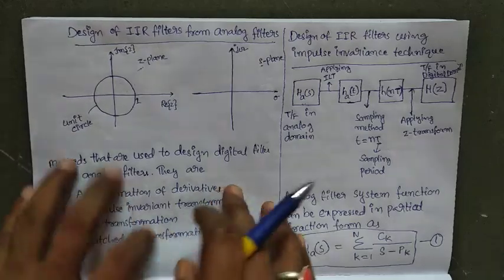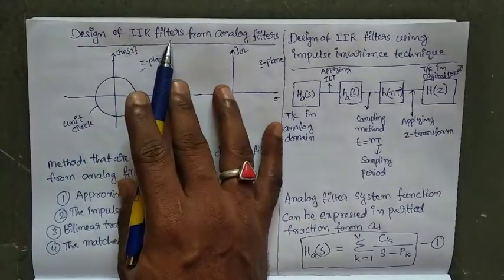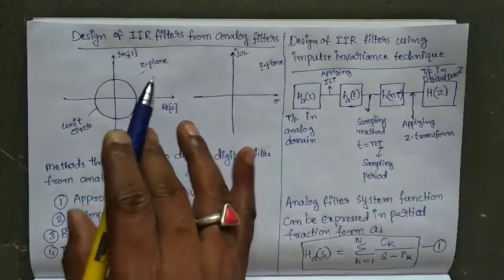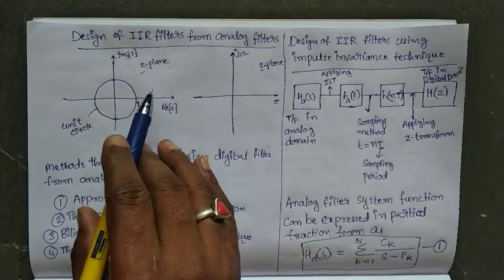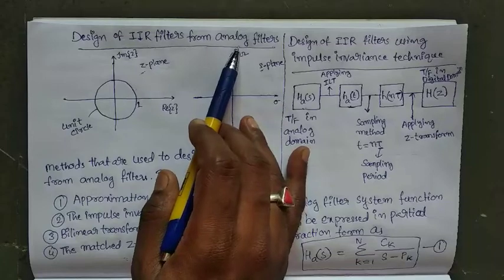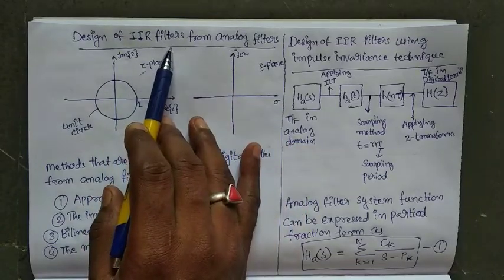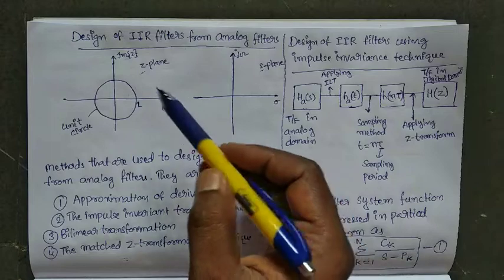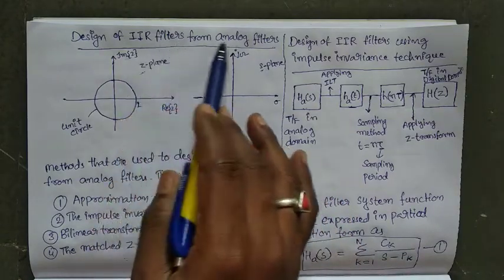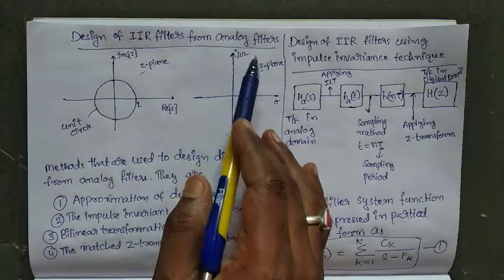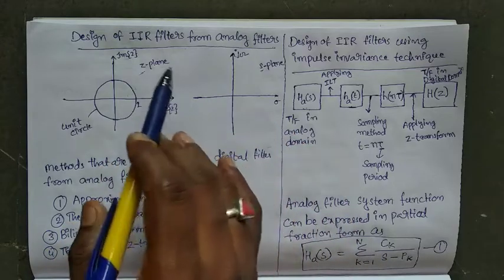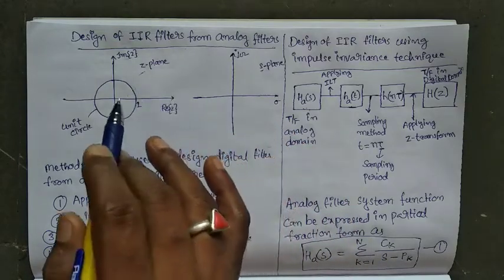Here in this lecture, we are going to design IIR filters from the analog filters. There are different methods we are using to design the digital filters, meaning IIR filters, from the analog filters, having infinite impulse response. Here different conversion techniques are used to obtain the IIR filters from the analog filters. These conversion techniques should be effective, and they should follow the desirable properties.